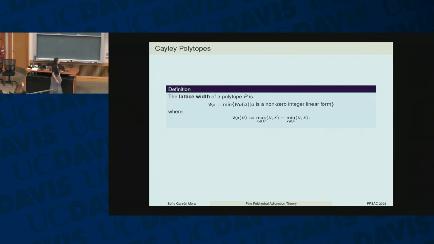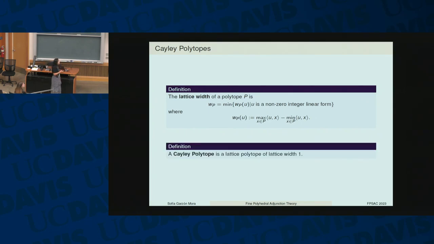Let me define the lattice width very quickly. If you take a linear functional, and you evaluate it at your polytope, you take the maximum and the minimum, and you subtract them. And if you do this for all linear forms, and you take the minimum, then you get the lattice width. And a Cayley polytope is just a lattice polytope of lattice width 1.